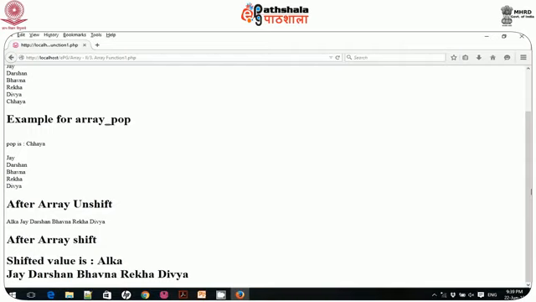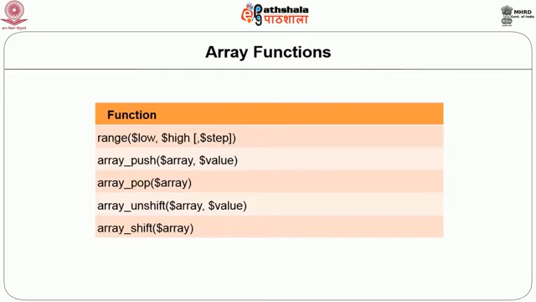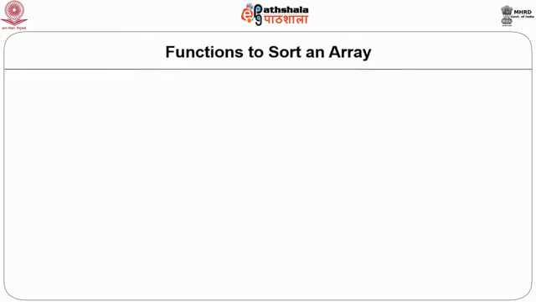So that will be used for your LIFO and FIFO. You can use these four functions for your data structure: array push, pop, unshift and shift. These are the four basic functions. Of course there are some more functions. Let us discuss them one by one.